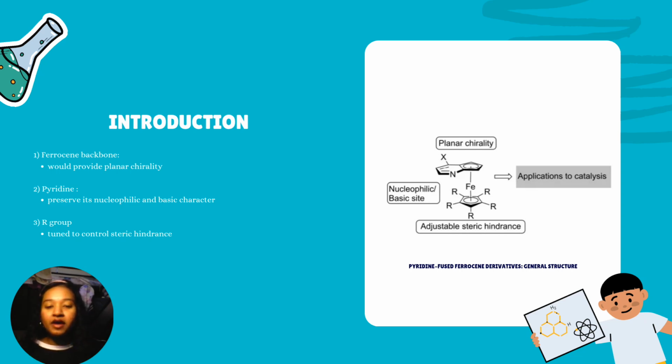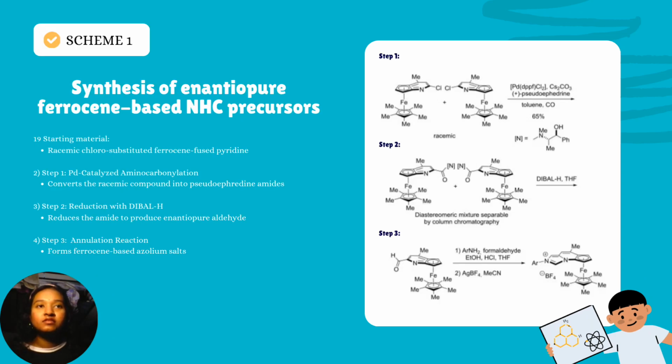The second one is pyridine. The nitrogen atom in the pyridine provides a nucleophilic or basic site, which is really important in many catalytic reactions. Lastly is the R group. The R groups on the ferrocene rings can be tuned to control steric hindrance, affecting how the molecule interacts with substrates. The first synthesis is the synthesis of enantiopure ferrocene-based NHC precursors.